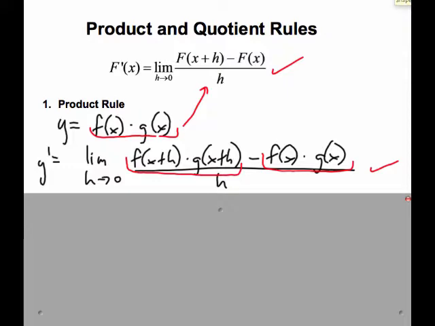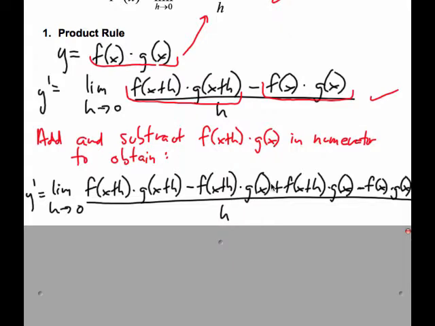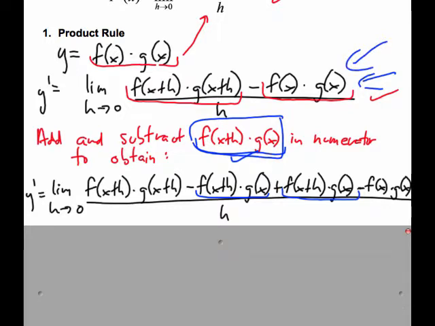Now what we're going to do with this won't seem immediately obvious, I'm sure, but we're going to add and subtract into the numerator of this line f of x plus h times g of x. So in this line down here, I have subtracted and added this quantity into my line from here. So I haven't changed anything. If I subtract and add the same thing, it looks different, but the value of the numerator is still the same. So of course the question is now, why did we do that?